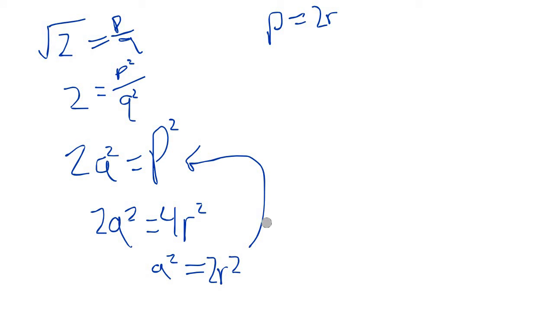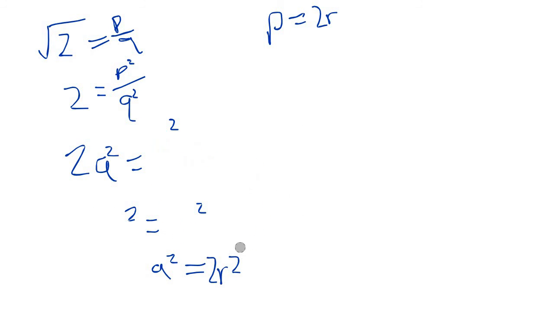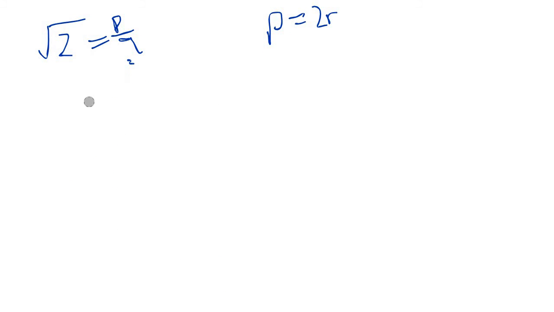So now that we're done with this, that means p and q are both even, which means that we have a contradiction, because guess what? P and q have to be relatively prime, and since they both share a common factor, we have a contradiction. What we assumed is wrong, and therefore the square root of 2 is irrational.